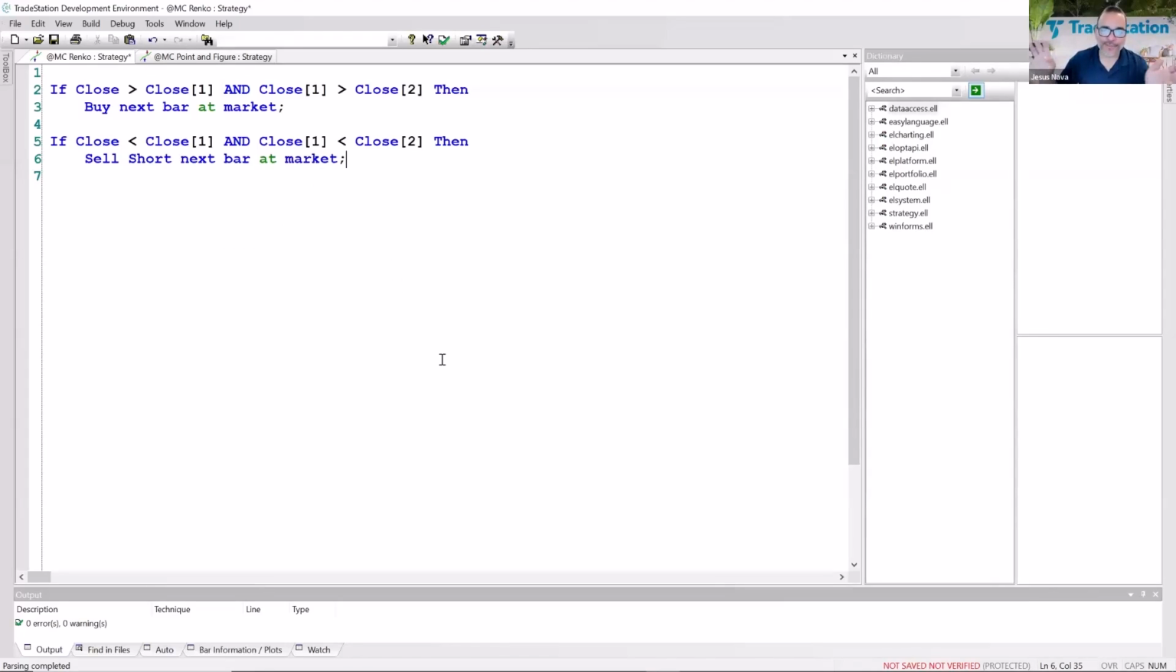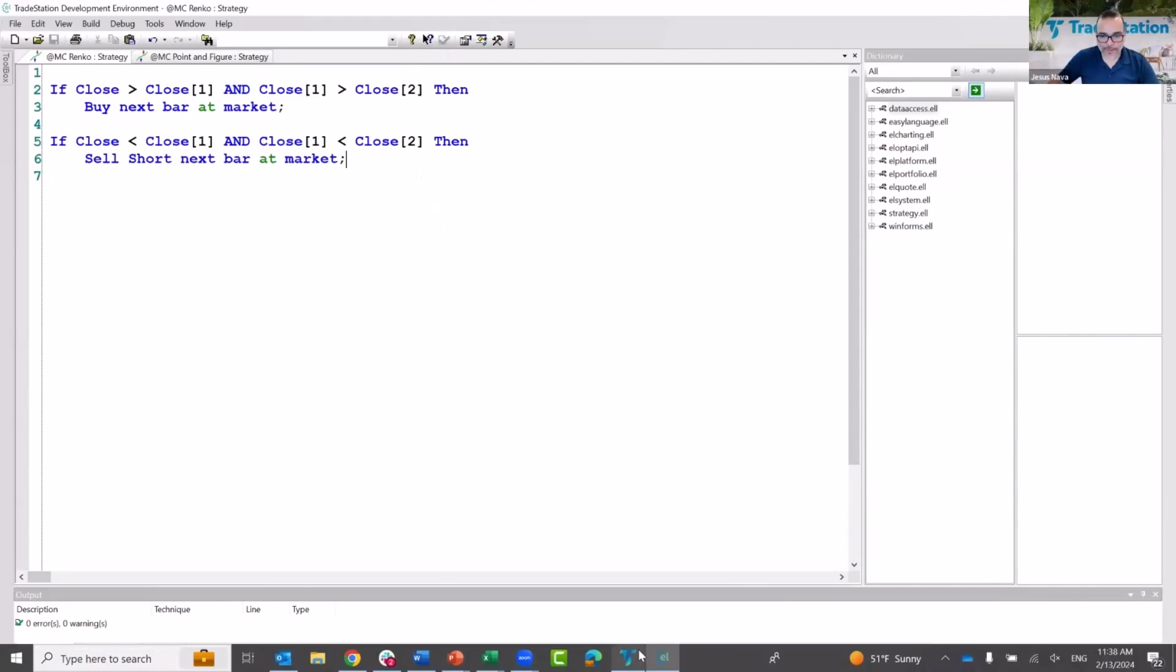You're going to notice that sometimes I capitalize words, some other times I don't. It doesn't really matter. I capitalize words just for the purpose of readability. Sometimes it just makes sense in my head. But many programmers choose to type all in lowercase. You can also type everything in uppercase and scream your EasyLanguage at TradeStation. It's up to you. This is my strategy. Let me verify it, and let me put it on my chart.